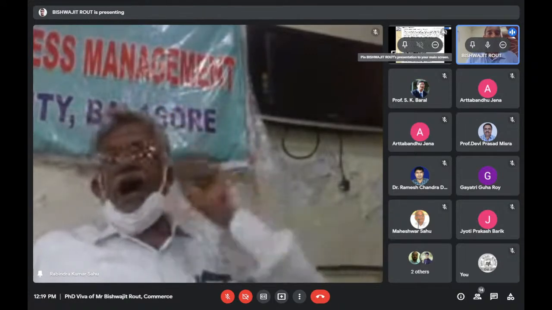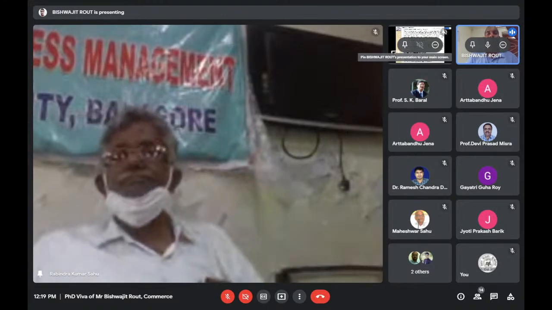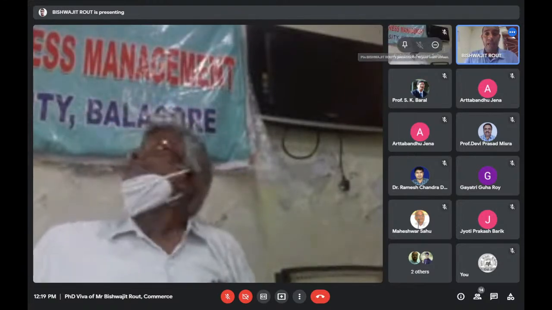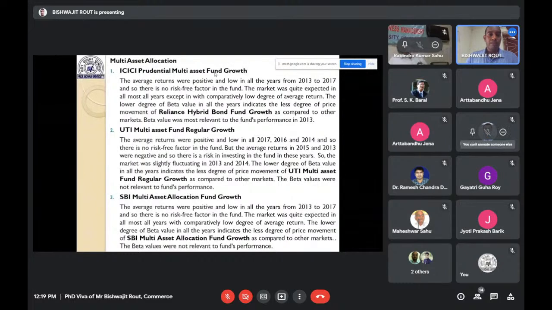The lower degree of beta value in all the years indicates less price movement of the fund as compared to other markets. Beta value was most relevant to the fund performance in 2013. So the next company is UTI Multi-Asset Fund Regular Growth.